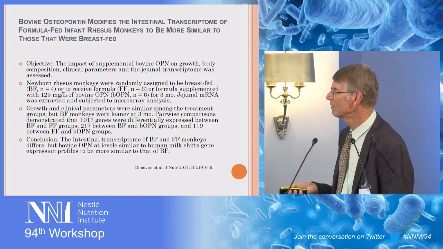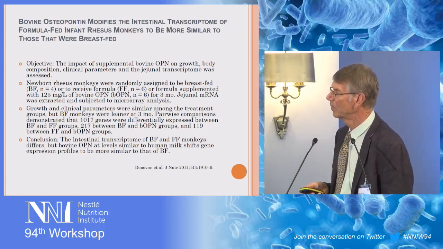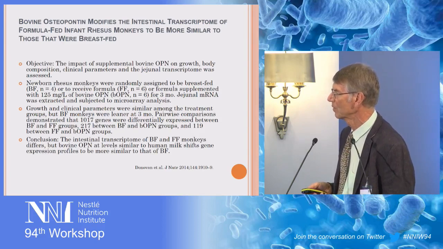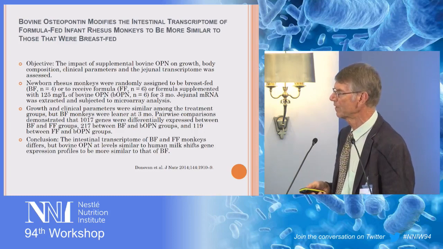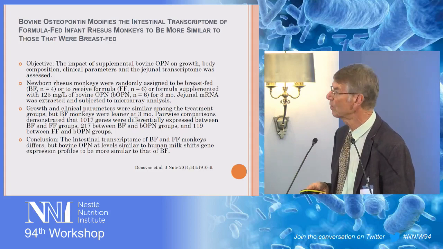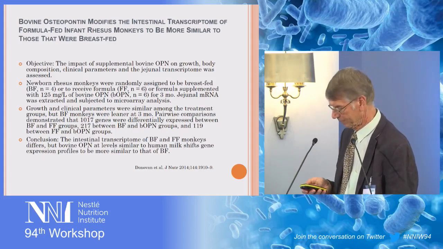But we believed that the preliminary data from the infant monkey said that we could potentially have biological activities by adding this osteopontin. Because we saw these differences in gene expression profiles. The pathway analysis I don't show here, but the pathways mostly affected by the bovine osteopontin were those related to immunomodulatory functions and to cell proliferation and differentiation.